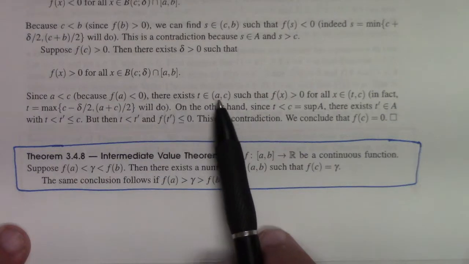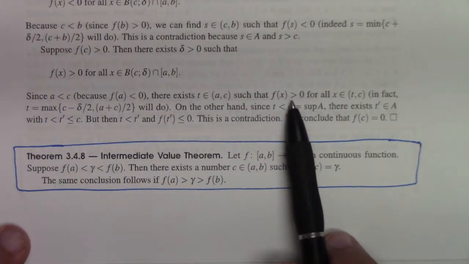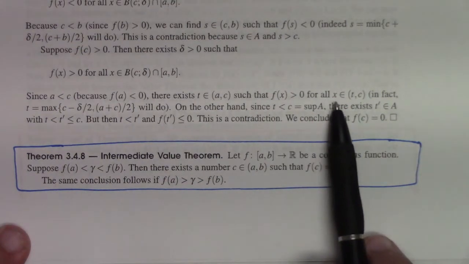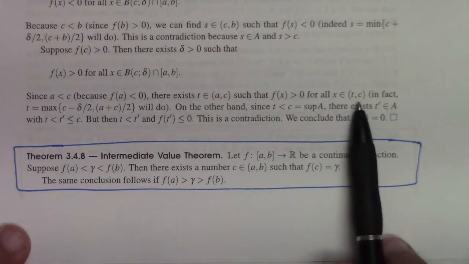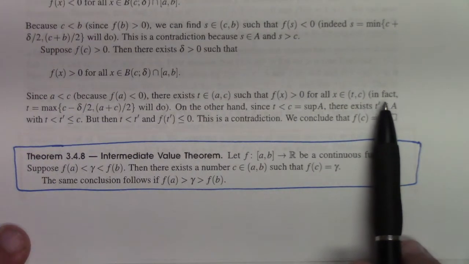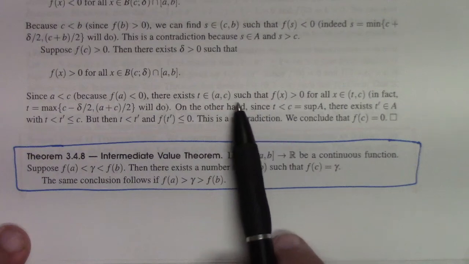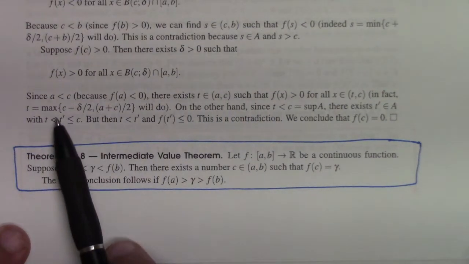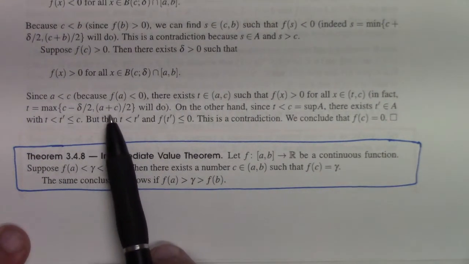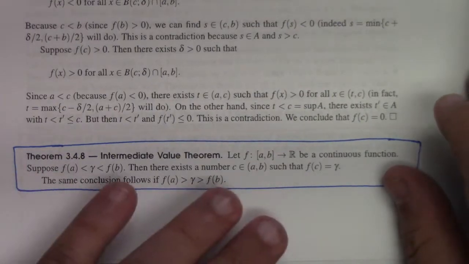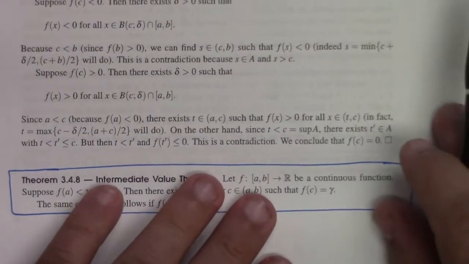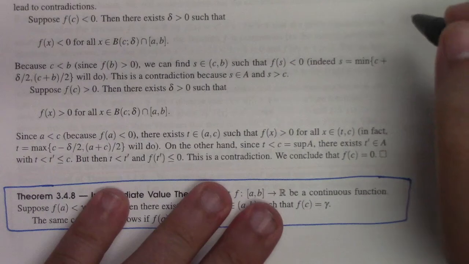So there exists t such that f of x is positive for all x in (t, c). And in particular, you can choose that t by taking the max of c minus delta over 2 and a plus c over 2. I think it might be useful to draw a picture here. We'll try.